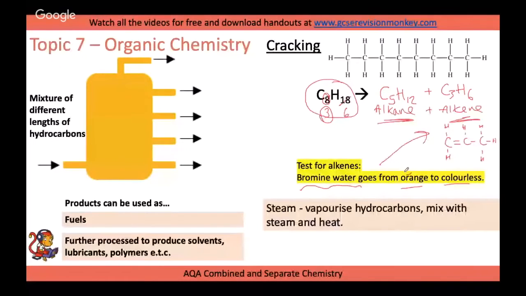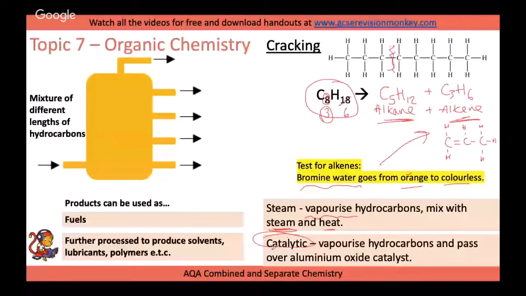So there's 2 types of cracking. One of those is steam cracking. So for this process, you would vaporize your hydrocarbons, so turning them into a gaseous vapor, and mix them with steam and heat them up, and that will then crack your hydrocarbon. Or you may well see something called catalytic cracking. It's got the word catalyst in there. And this is where you vaporize the hydrocarbons again, but this time pass them over an aluminium oxide catalyst, and it will do the same process of cracking the molecule.